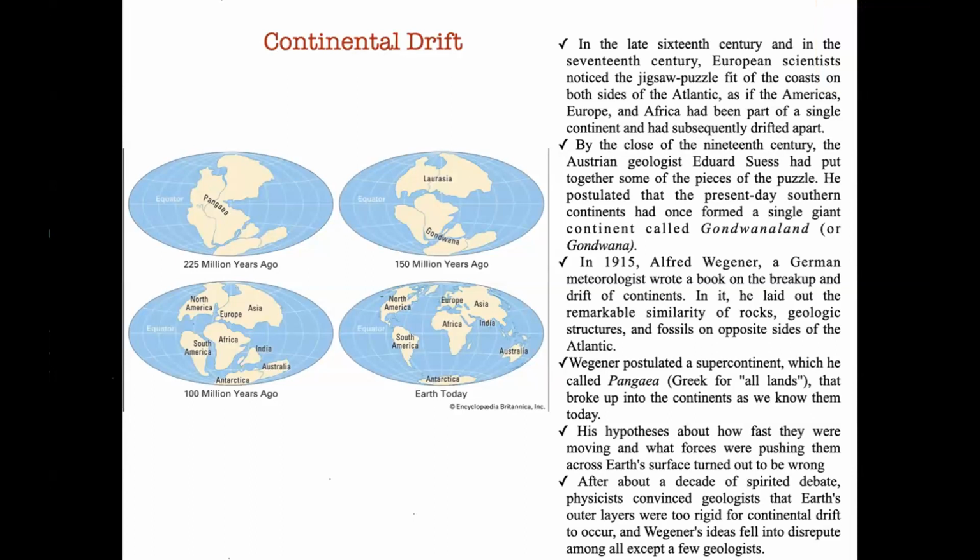So it all started very long back in the 16th and 17th centuries, when the scientists thought there is a jigsaw puzzle on the sides of the Atlantic Ocean, where they could find that the American and African continents and the European continent, at some period of time long back, must have come together and were one single landmass. This puzzle was later well studied by the Austrian geologist Eduard Suess.